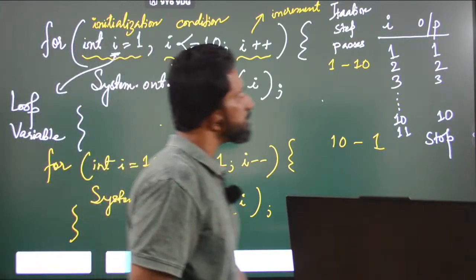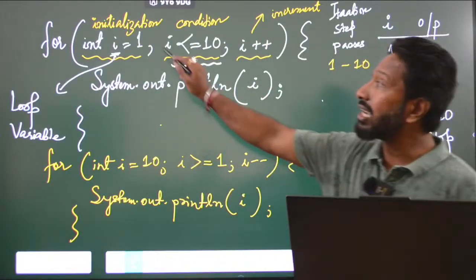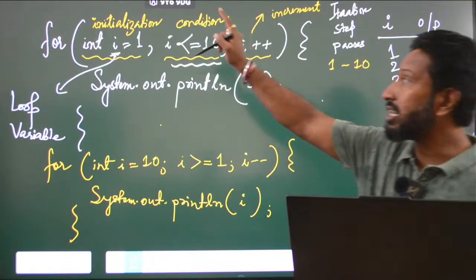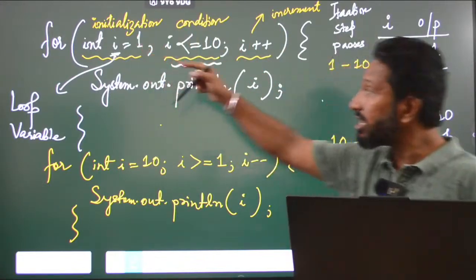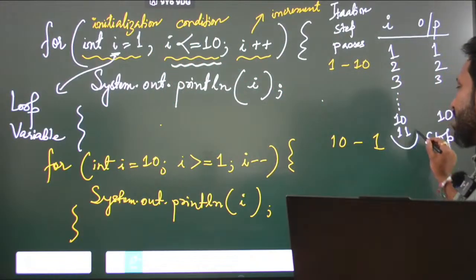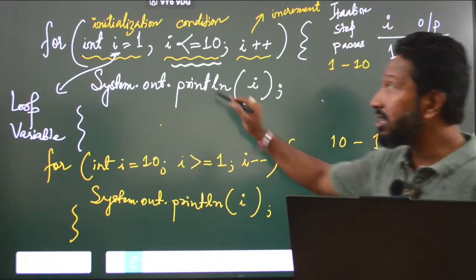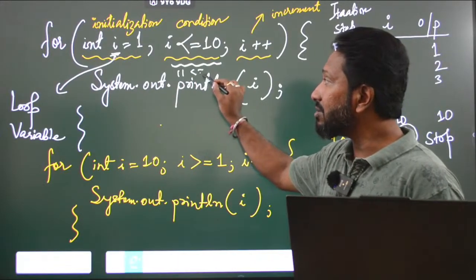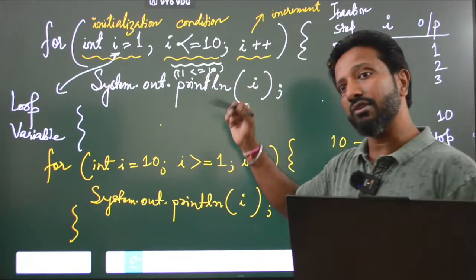So in that case, here when i is 1, that is iteration number 1. When i is 2, it is iteration number 2. Similarly, i becomes 11. At iteration number 11, what happens? 11 is not less than equal to 10. This becomes false, so it will stop.